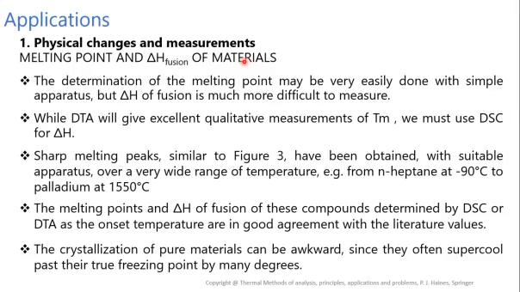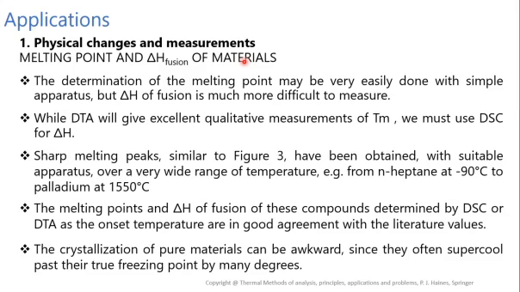Sharp melting points similar to figure 3 have been obtained with suitable apparatus over a wide range of temperature, for example from n-heptane at minus 90 degrees Celsius to palladium at 1550 degrees Celsius. This is the most important advantage of this kind of technique: we can find the melting point of a wide range of compounds, from minus 90 to 1550 degrees Celsius.